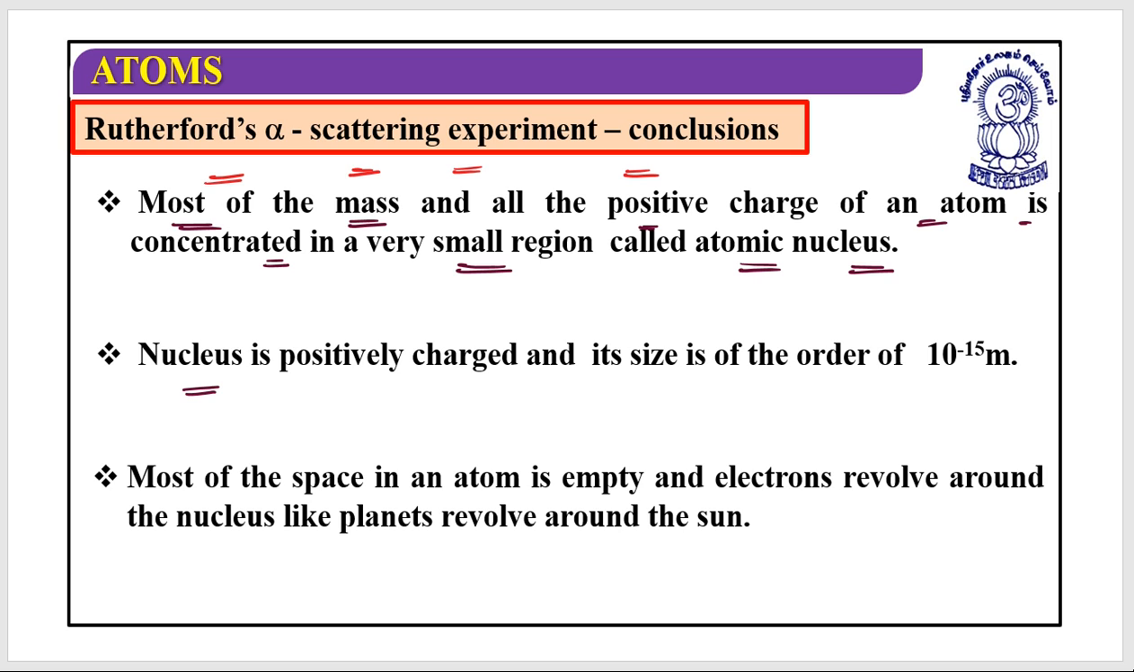Second, we see that the nucleus is positively charged, and its size is of the order of 10 to the power minus 15 meter. And most of the space in an atom is empty, and electrons revolve around the nucleus like planets revolve around the sun. So the relations of the motion of the planets around the sun and of the electrons moving around the atoms could be somehow similar.